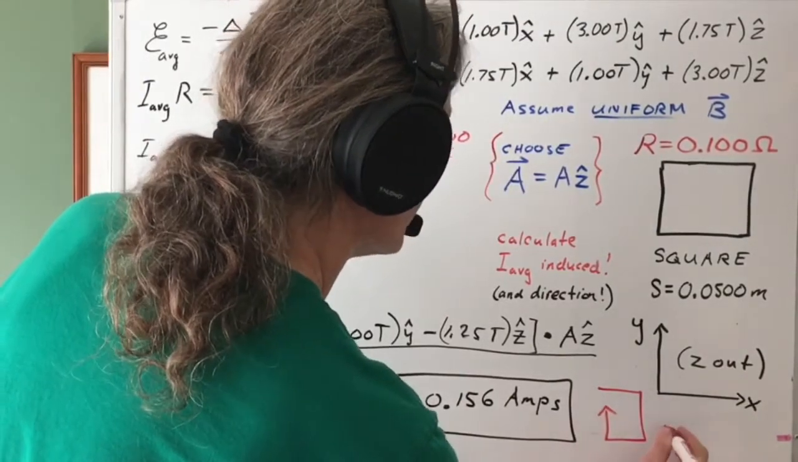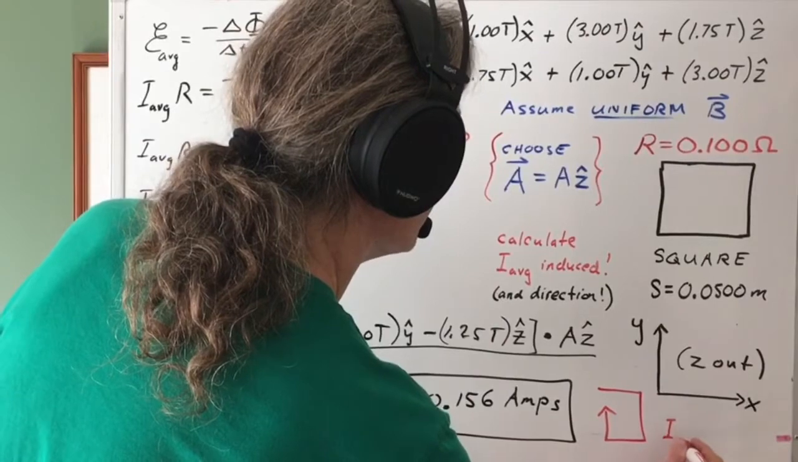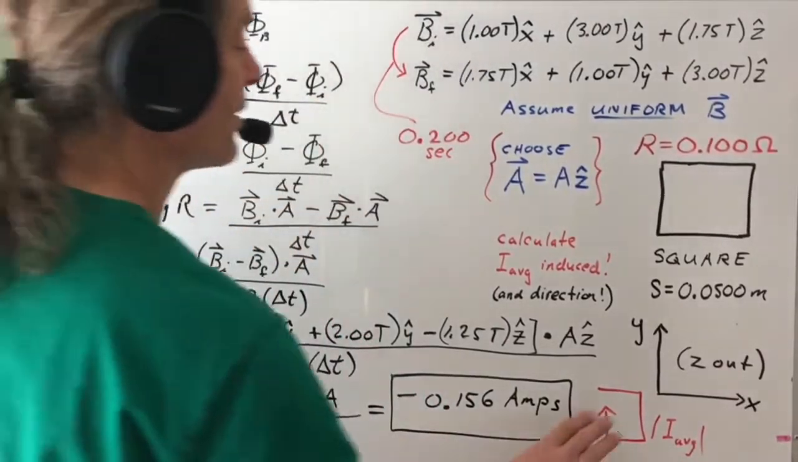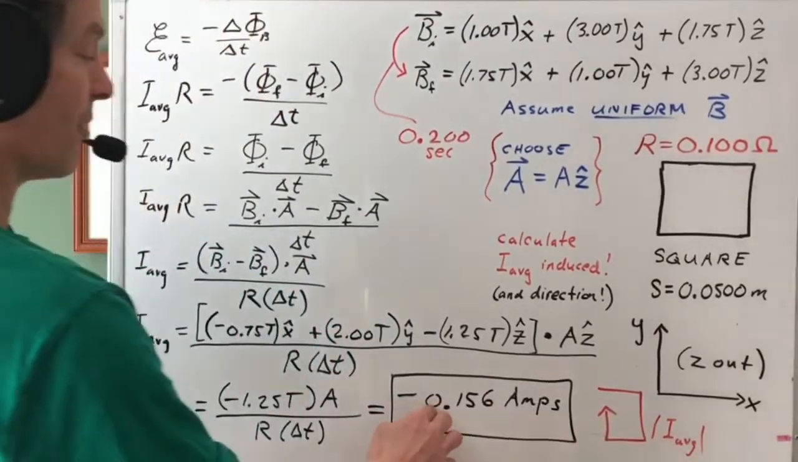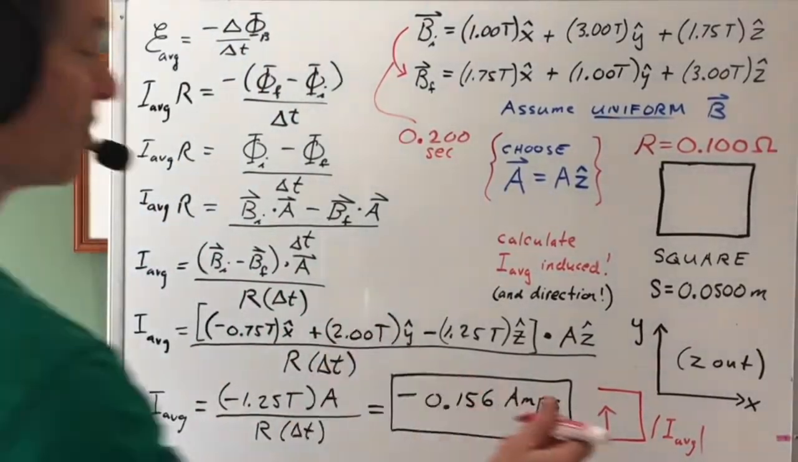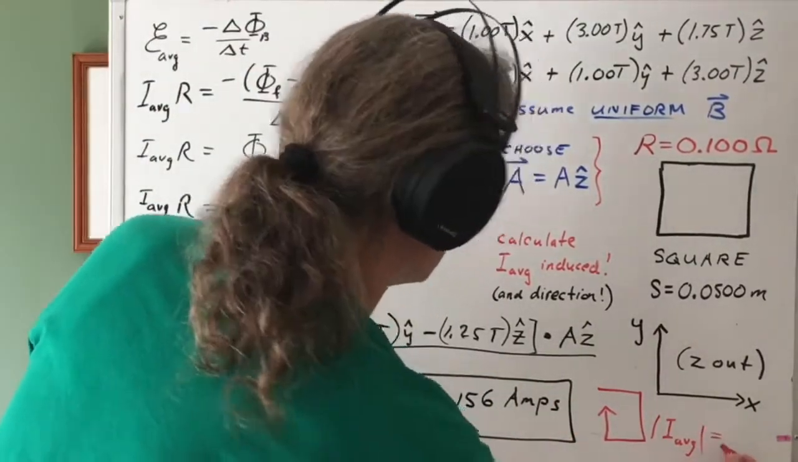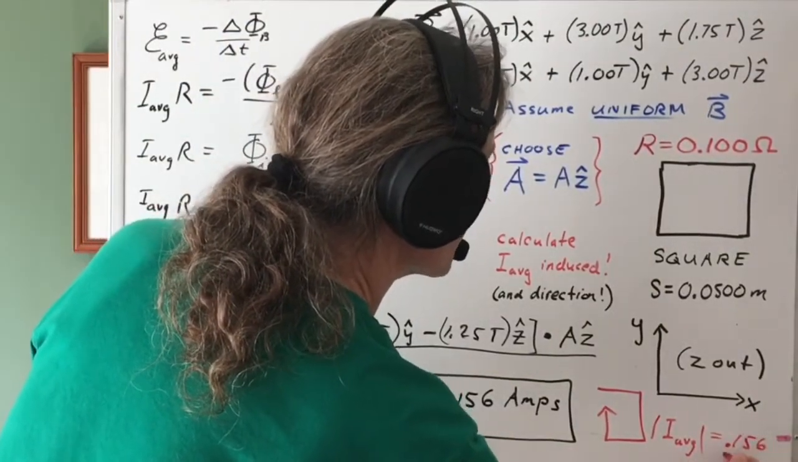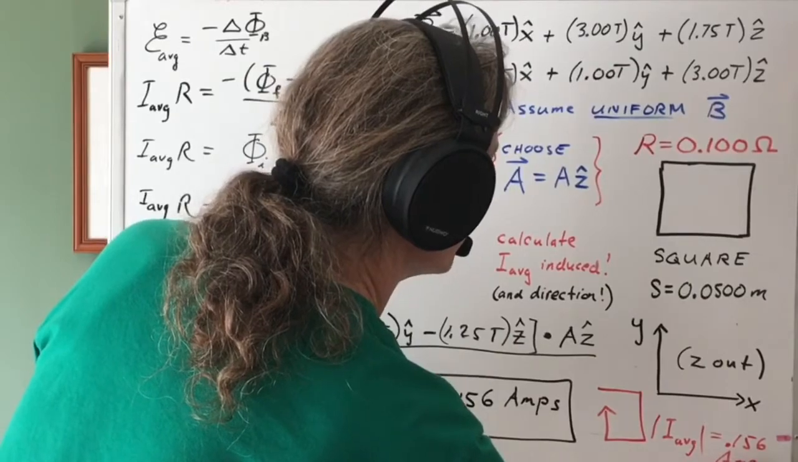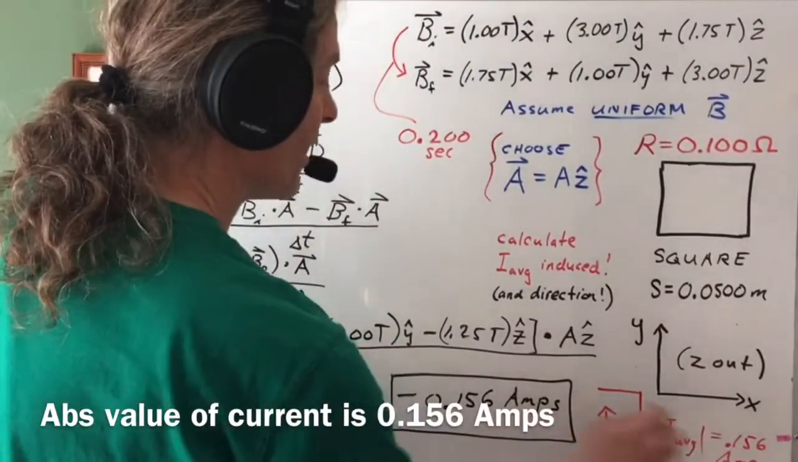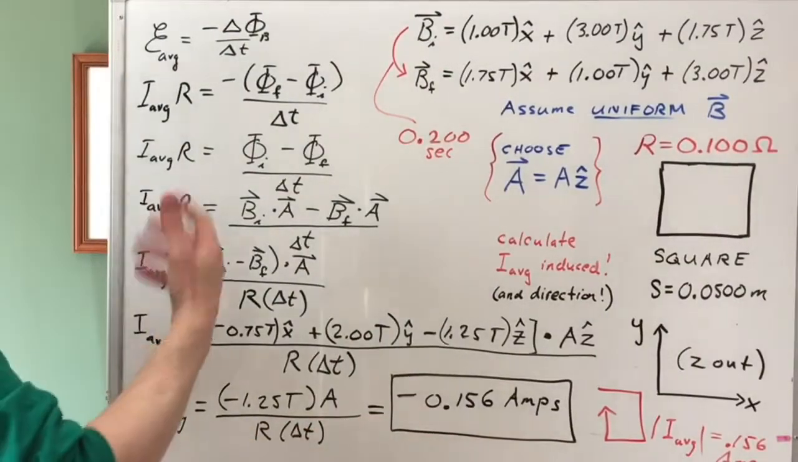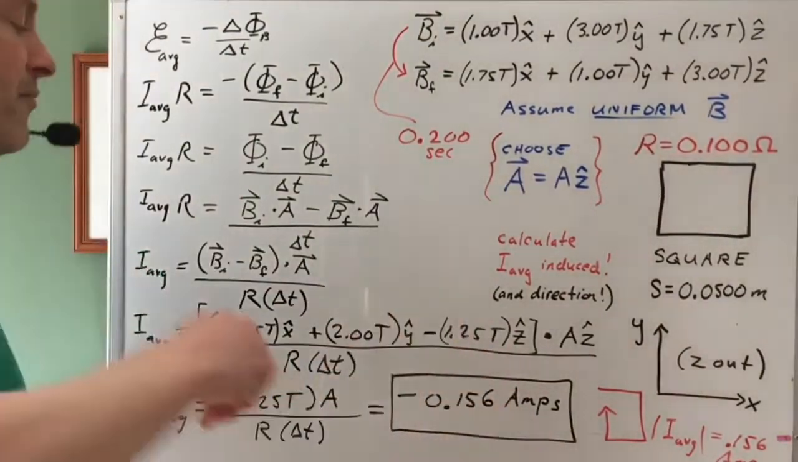And then I'm just going to write I average. I'm going to put it in absolute value. So we know that there's an amount of this. I average equals, absolute value equals 0.156 amps. All right, so there's the amount, there's a direction. That's encapsulated here if we're careful with our signs in Faraday's law.